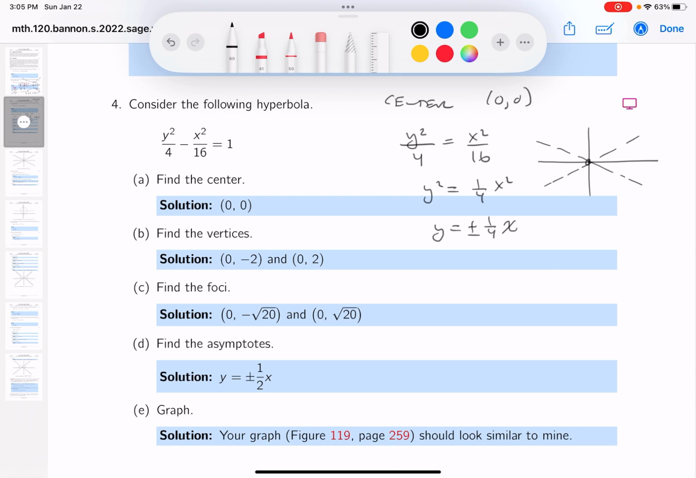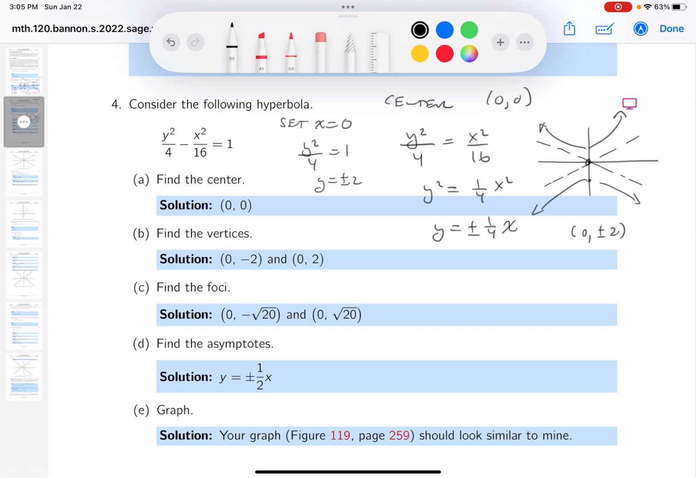So to get the vertices, what I'm going to do is I'm going to set x to be 0. And what would you get? You get y squared over 4 is equal to 1. And that means y would be plus or minus 2. All right, so I got my vertices now. And the vertices are going to be when x is 0, plus or minus 2 for the y. So put those down. A general shape like this over here.